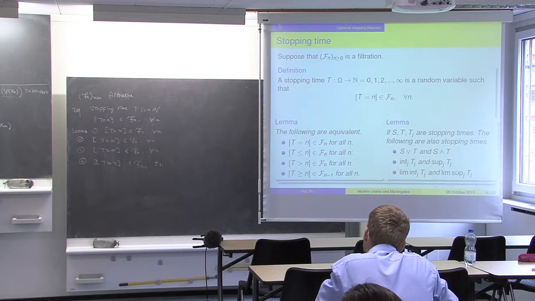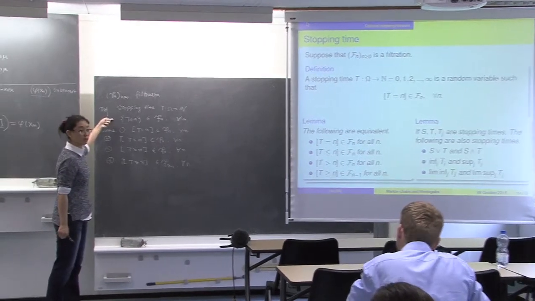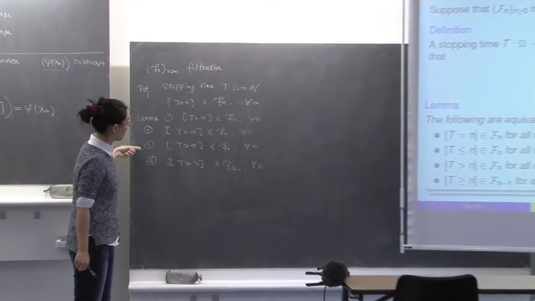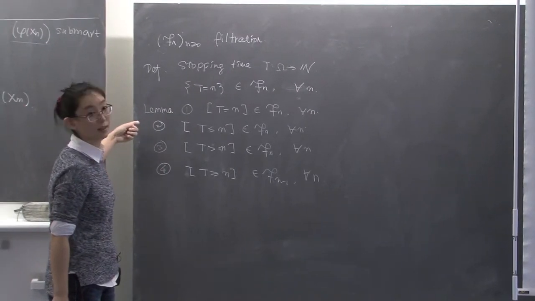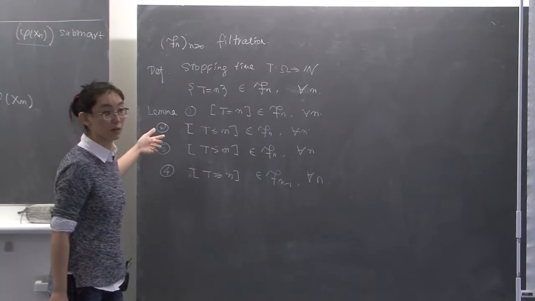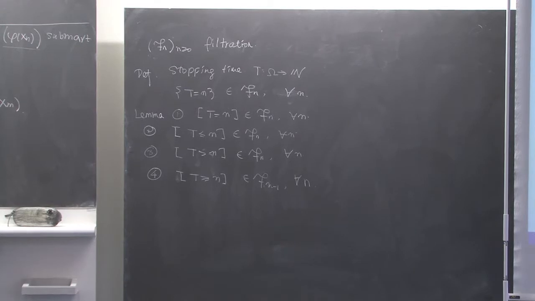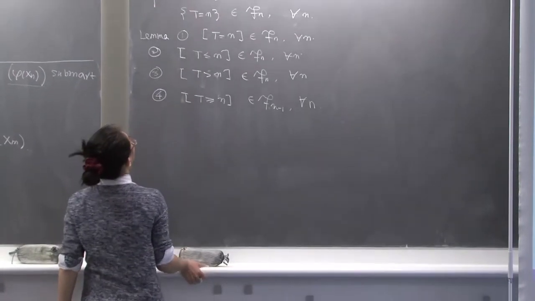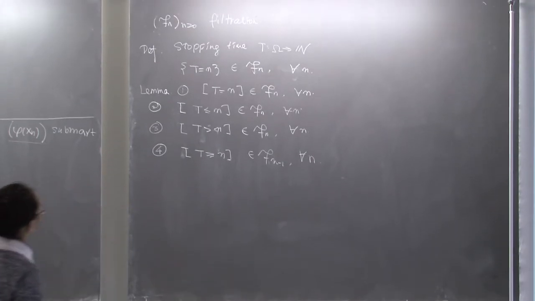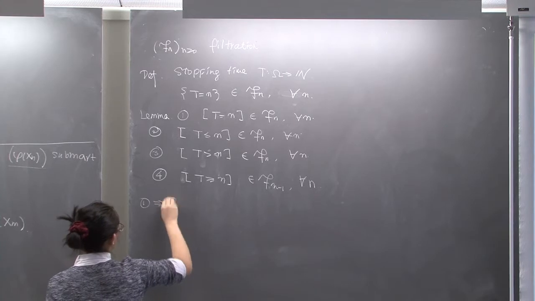So this lemma says these four conditions are equivalent. The first one is the definition of stopping time, and this lemma also tells us that in fact these other three conditions are the same. So they can all serve as the definition of stopping time. So why are these four conditions equivalent? We just prove it in a cyclic order.